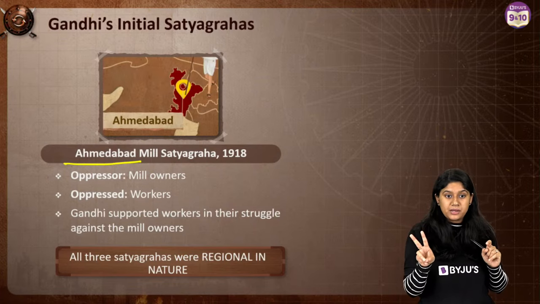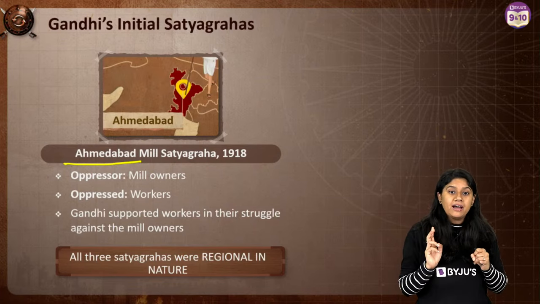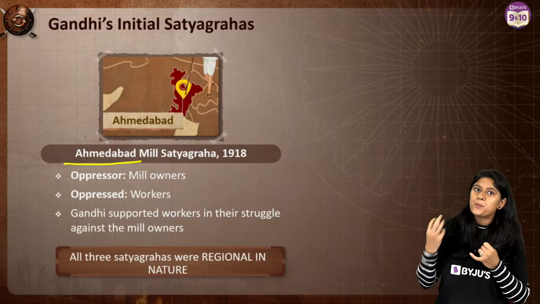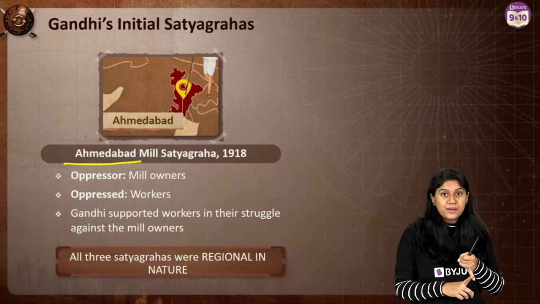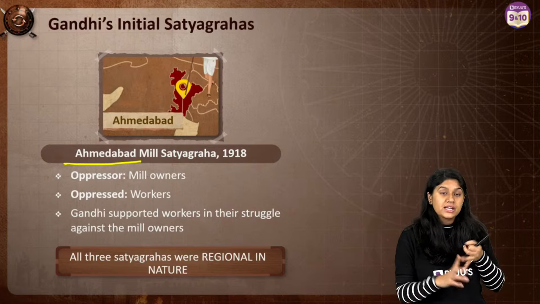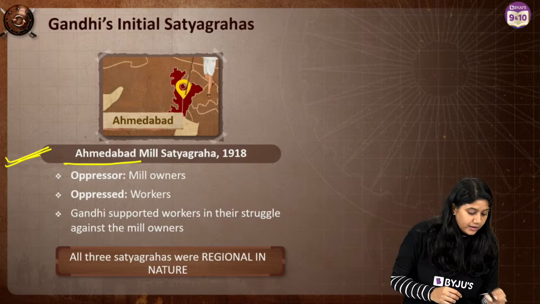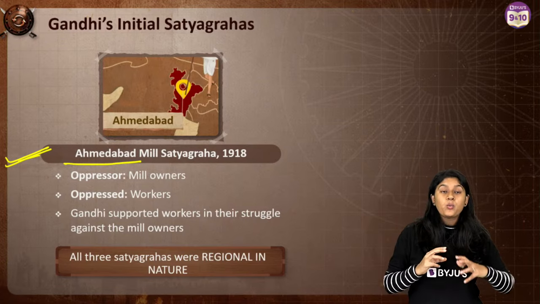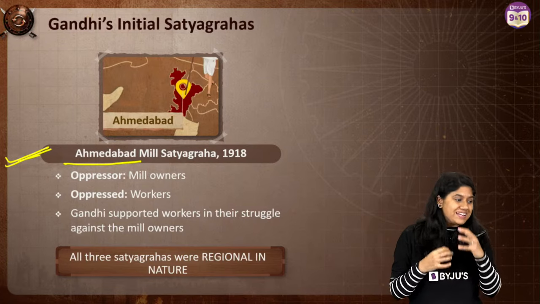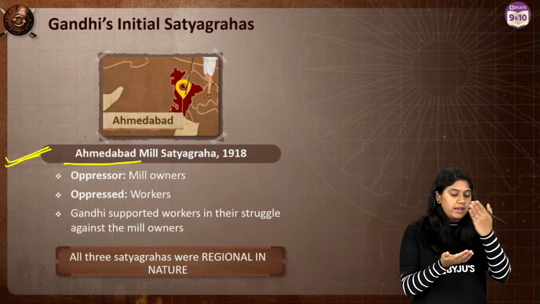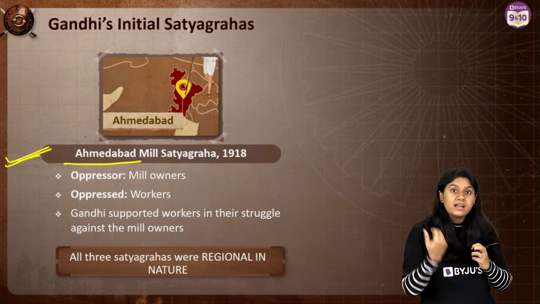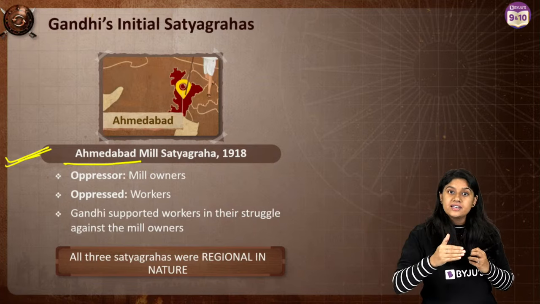Now, in the two places, what do we have? We have the farmers who are sitting on the Satyagraha and Gandhiji supported them. One we saw in Champaran and, of course, in Kheda in Gujarat. Now, in Ahmedabad, Gandhiji was supporting the mill workers. What was the condition at that particular time? There was no rise in money, like their wages were not getting increased, while the prices were increasing.